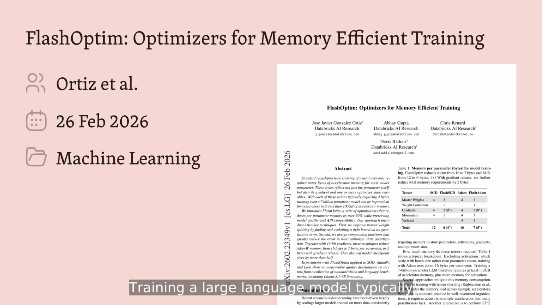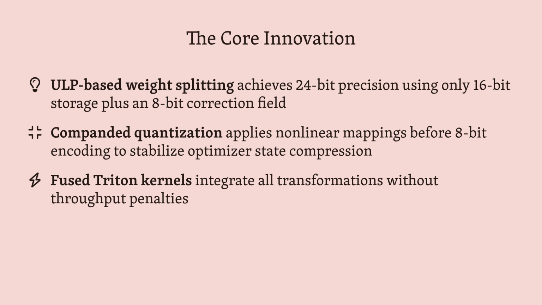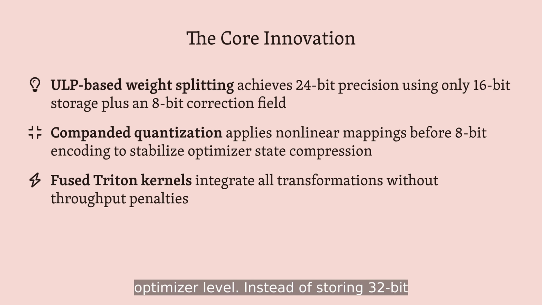Training a large language model typically consumes 16 bytes of memory per parameter: 4 for the weights, 4 for gradients, and 8 more for optimizer state. That overhead means a model with 8 billion parameters demands over 100 gigabytes just to update its weights, locking out researchers without industrial-scale hardware. FlashOptim attacks this problem at the optimizer level.